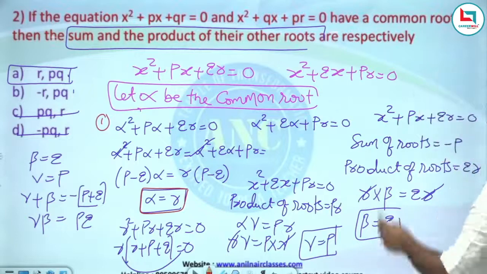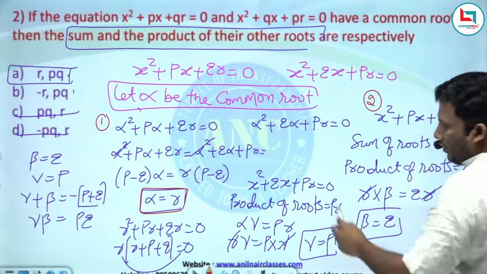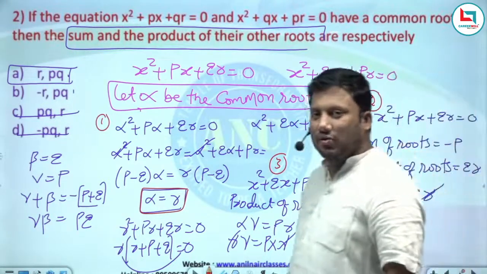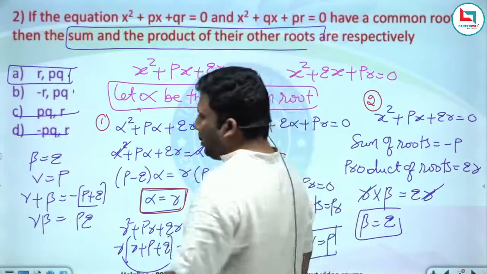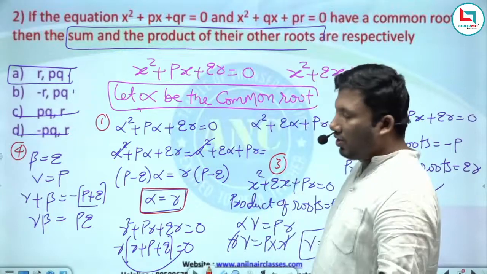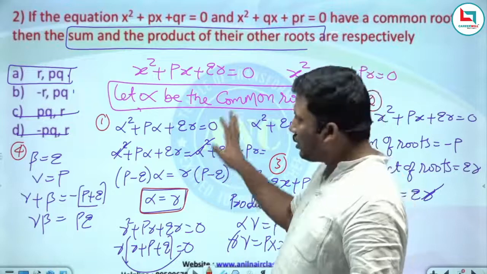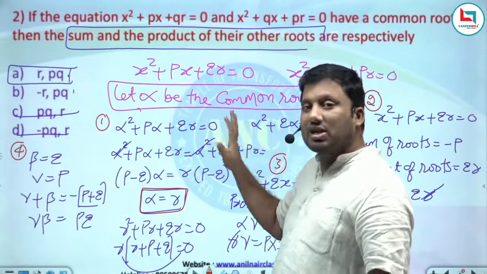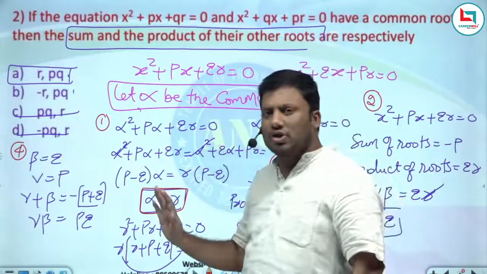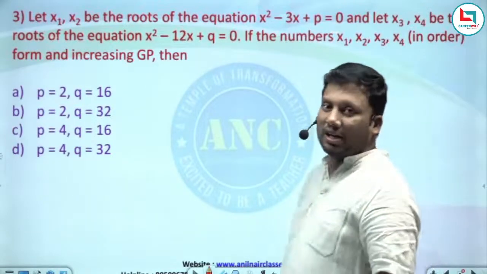Then in step number 2, I found out the other root by using the product of the roots for the first equation. Then I found out the product of the roots for the second equation. I got the other two roots. Then I did as per the question. Sum of the roots I did, product of the roots I did. 4-step explanation, a very, very easy way of solving a question. You will find this kind of questions in your mock examination also. All of them are fresh questions. Probably you will not see these kind of questions in any of the regular textbooks.